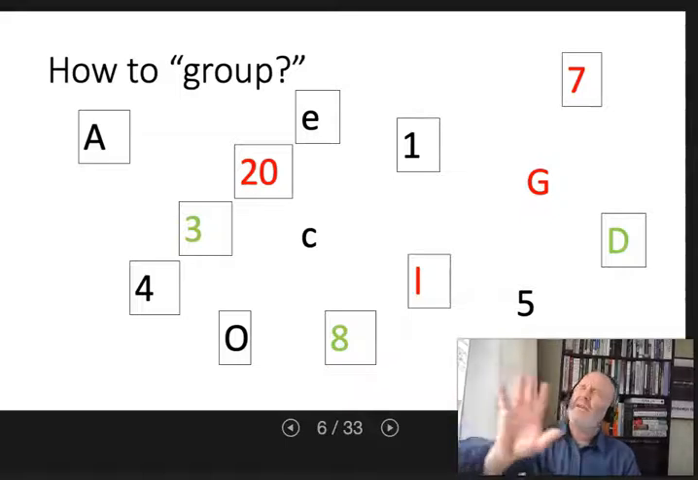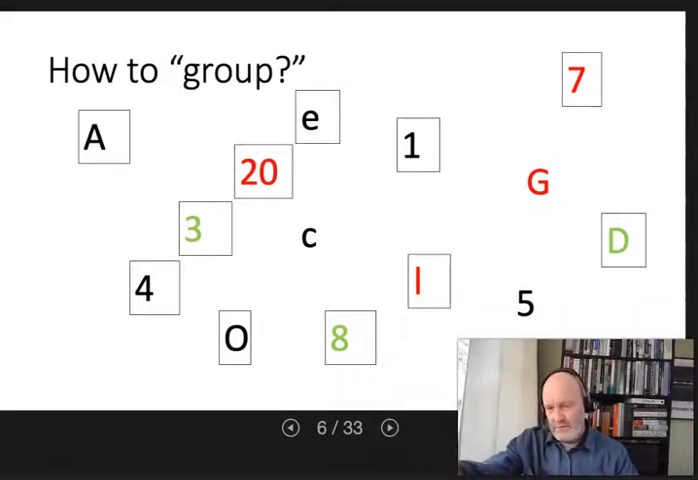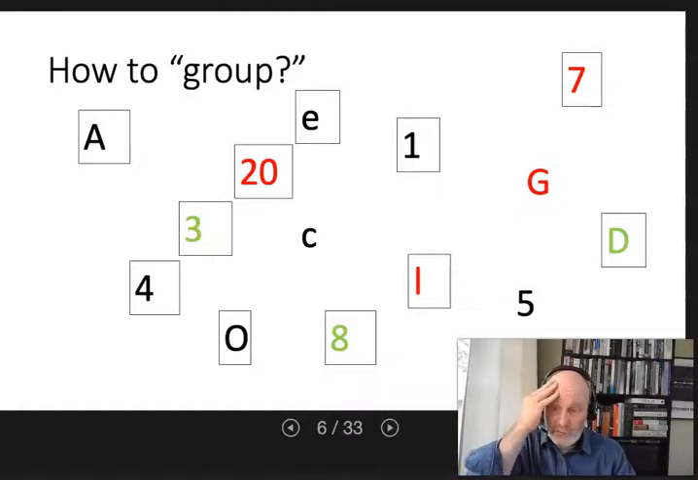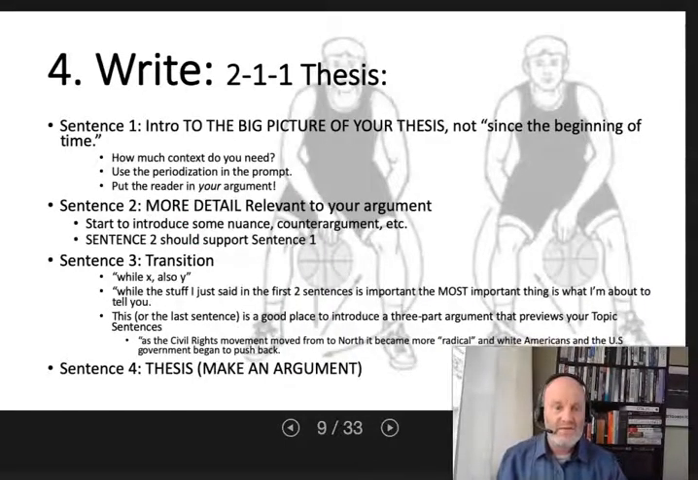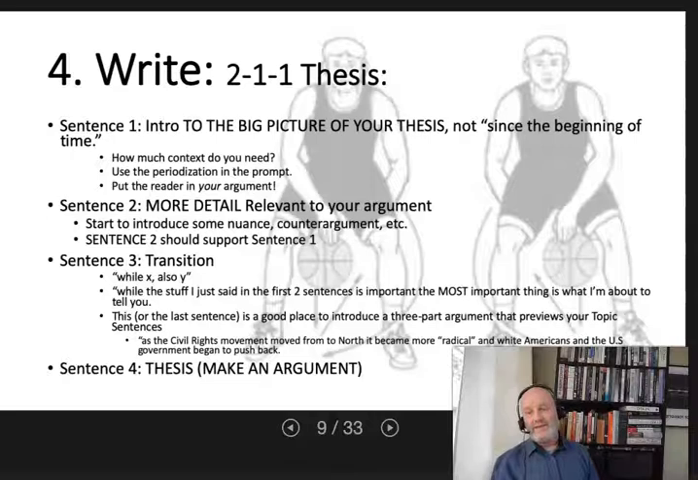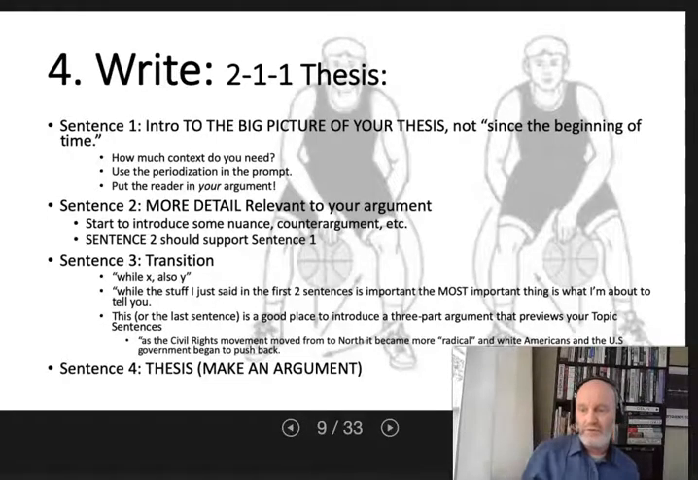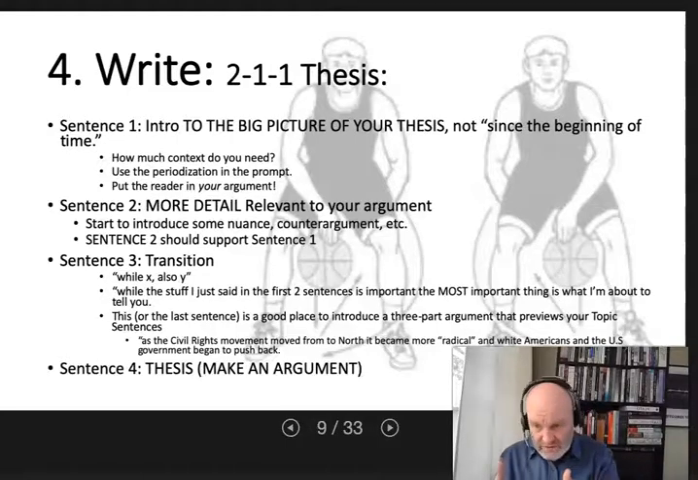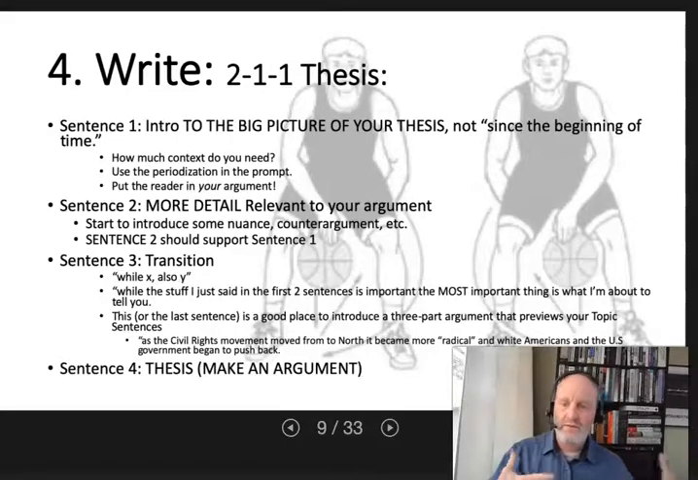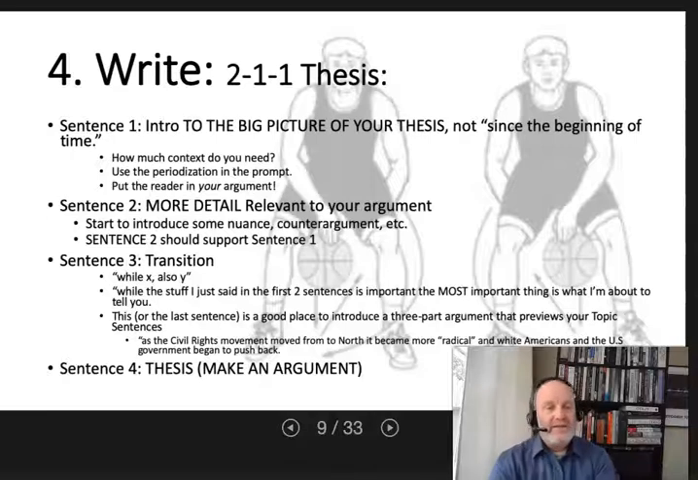All right. So now you've looked at the prompt, you historicized, you've read the documents, you plugged in outside information, you've come up with topic sentences, you put the docs in order, all that stuff. Now you're ready to come up with the thesis, the 2-on-1 thesis. Remember what a 2-on-1 is. It's 4 sentences, and the first 2 sentences are basically intro to your thesis, context for your thesis, and then the last 2 sentences are the thesis. So the first sentence is the question: how much context do you need? It's not since the beginning of time, right?